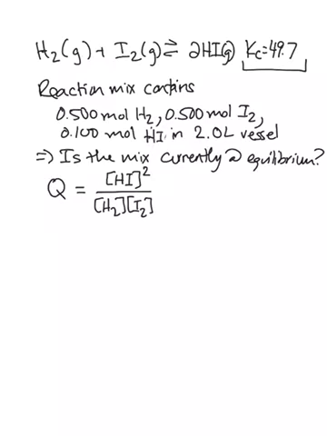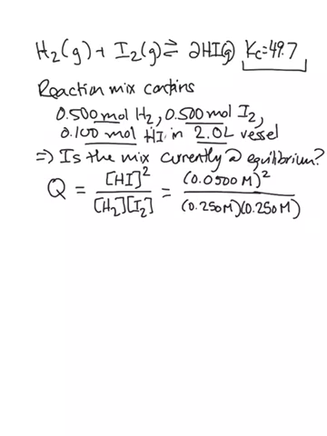Now, since I need concentrations, I'm going to quickly do that. I know that this concentration of HI would be these moles over the 2 liters. And I know that the concentrations of H2 and I2 would be those moles over the 2 liters. So when we convert that, we get this. I get a concentration of 0.05 molar for the HI and concentration of 0.25 molar for both the H2 and the I2 since they started at the same moles. And if I do that math, I find that Q is equal to 0.04.